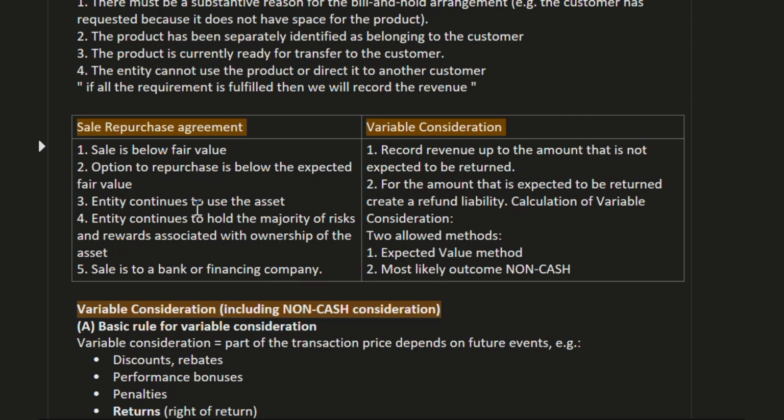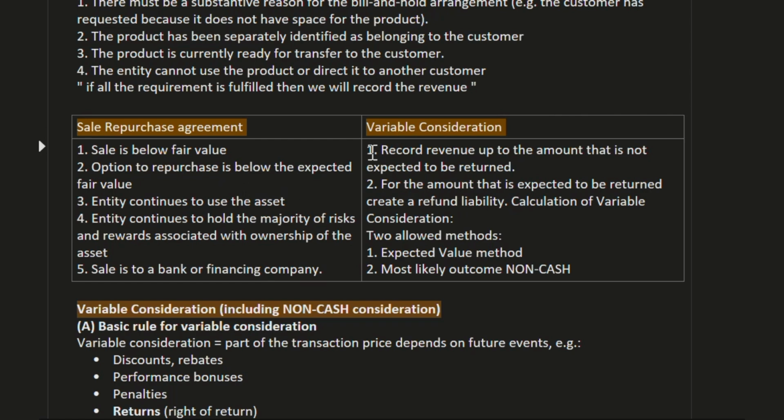The entity continues to use the asset. The entity continues to hold the majority of risks and rewards associated with the ownership of the asset. The sale is to a bank or financing company. Okay, so this is the sale and repurchase agreement. Now, variable consideration.